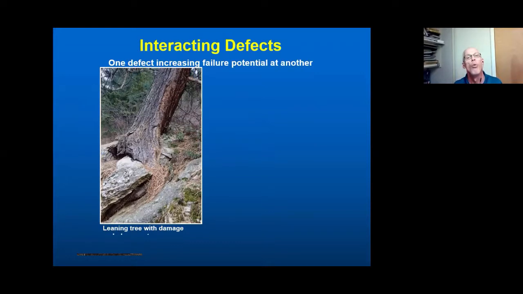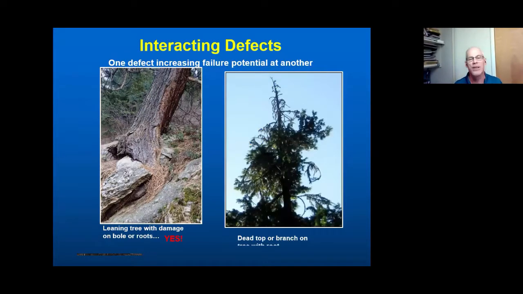So what is actually interacting? It's going to be a situation where physical proximity makes a difference, but also basically the physics of what's going on with the tree. So a leaning tree with some damage to the root system or the base, yes, those are interacting defects. As opposed to a situation where you have a dead top on a tree with root disease. No, fairly obviously, those are not interacting defects. Just because there's more than 1 defect on a tree does not necessarily mean that they're interacting.